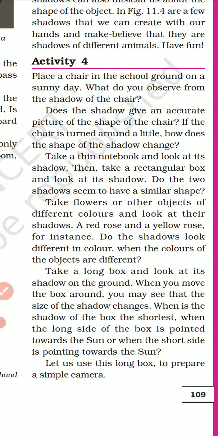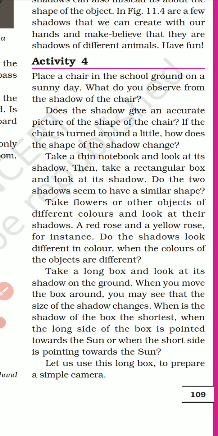Take flowers or other objects of different colors and look at their shadows. A red rose, a yellow rose, for instance. Do the shadows look different in color when the color of the objects is different? No, because shadows do not have any color. So both the flowers will look the same.